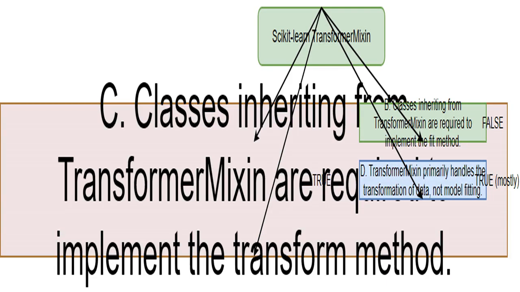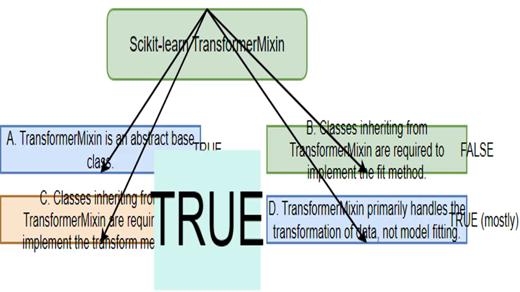This is true. The transform method is the core functionality of any transformer class inheriting from TransformerMixin, specifying how data should be transformed. Subclasses must provide their own implementation of this method. This statement is false. While many transformers use the fit method to learn parameters from data before transformation, it's not mandatory for all subclasses of TransformerMixin.